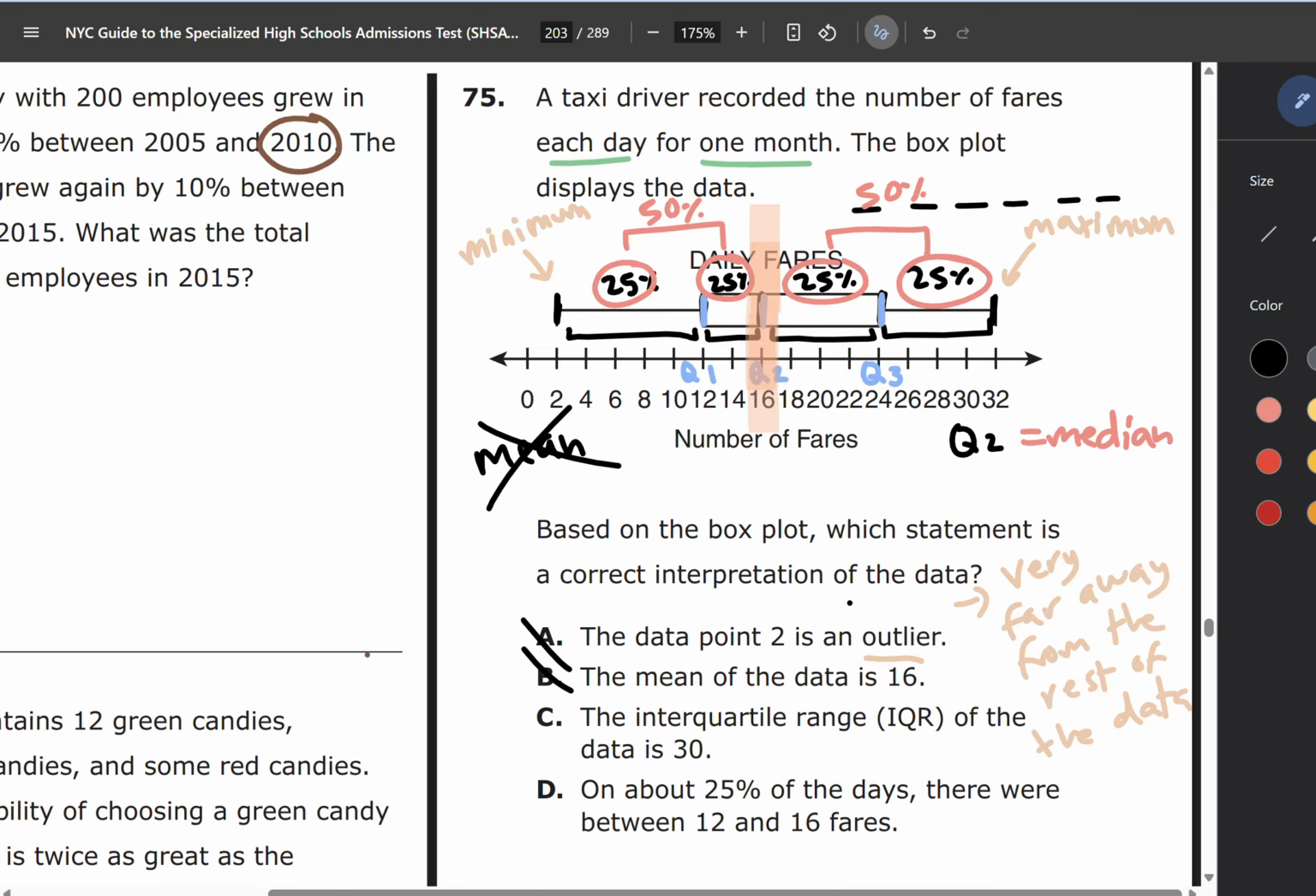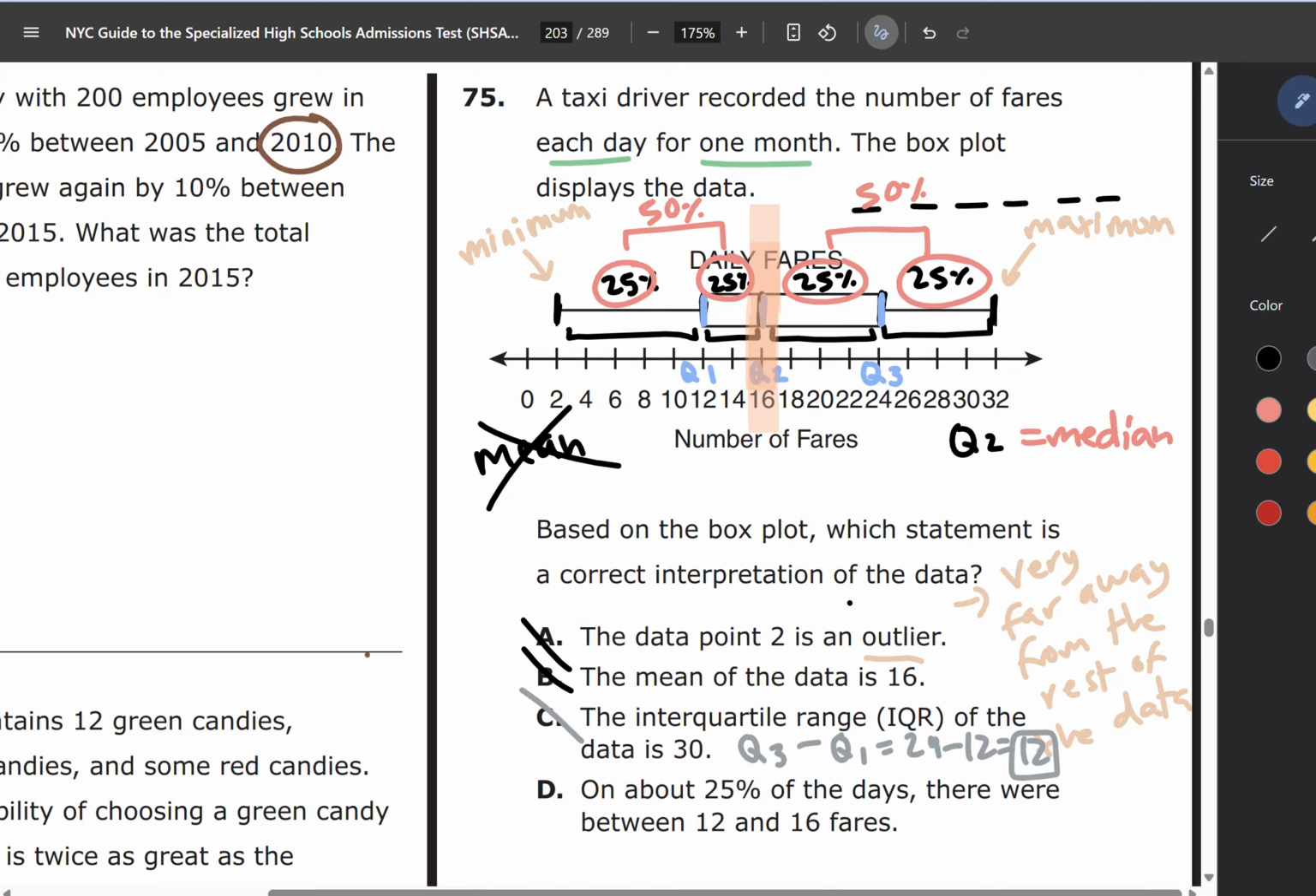Next, we have: the interquartile range of the data is 30. This is wrong, because the interquartile range is another way of saying Q3 minus Q1, and that's something you have to memorize. Interquartile means between the quartiles, so between Q1 and Q3. So Q3 minus Q1 here is 24 minus 12, and that's 12. And 12 is not equal to 30, so that is not the answer.